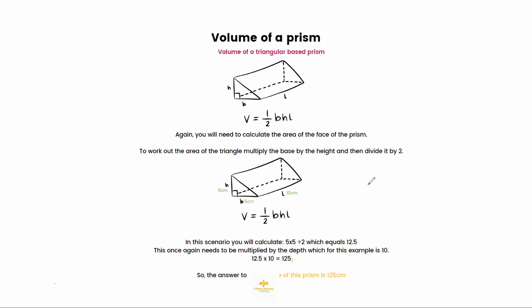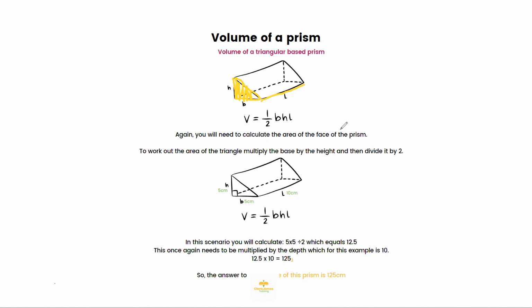The volume of the triangular prism is again exactly the same. So this time our face will be here. It's that bit there, the base times the height, and we have to half that. And then we times it by the length. So it's base times height divided by 2, or half the base times height, times by the length.